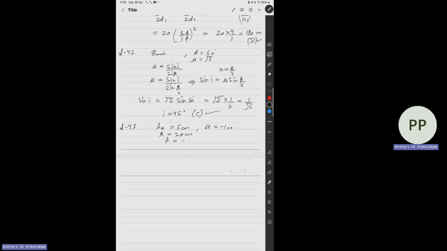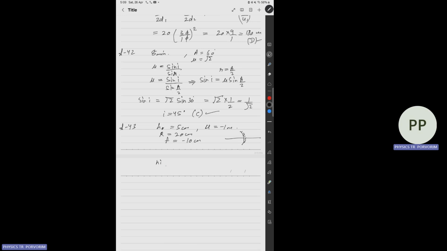Focal length will be again half of the radius, so it will be minus 10, because see, this is the mirror. So all the values on the left side of the mirror are measured as negative. On the right they are positive. So we have to calculate the size of the image now.